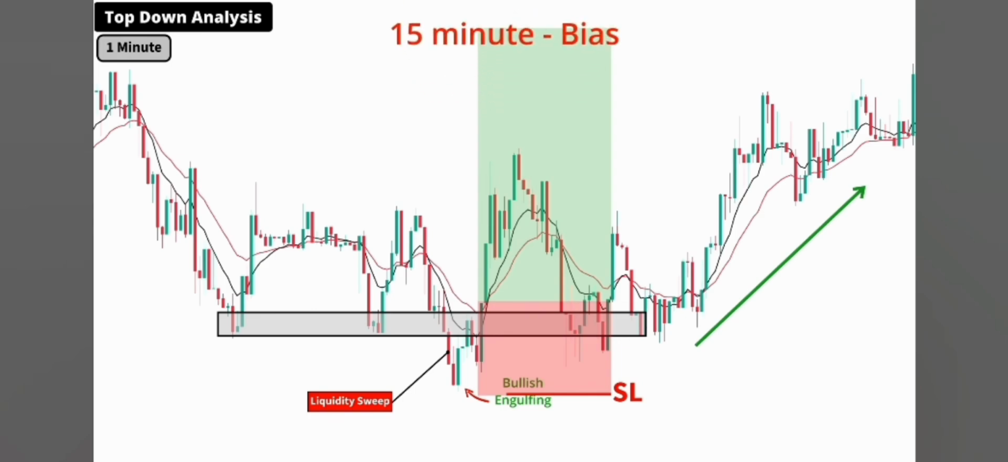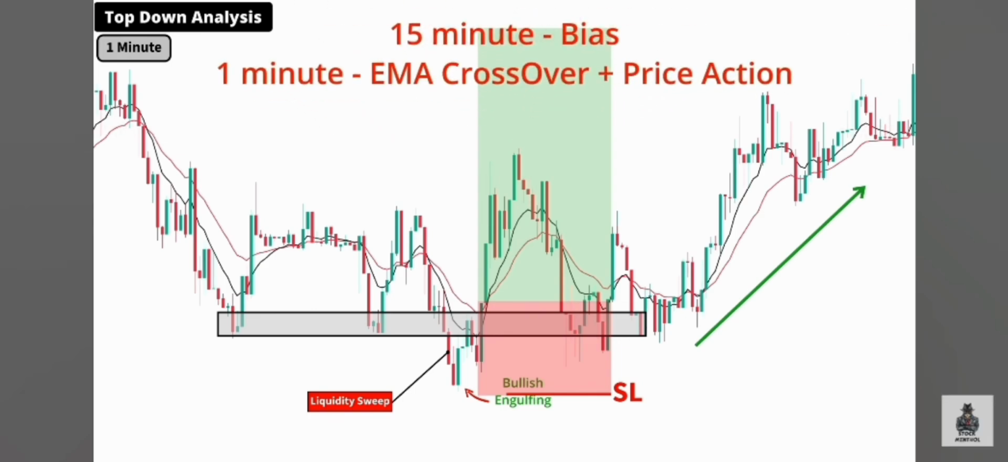This strategy is simple. Identify the trend on the 15-minute chart. Wait for an EMA crossover and price action confirmation on the 1-minute chart. Trade only when everything aligns.